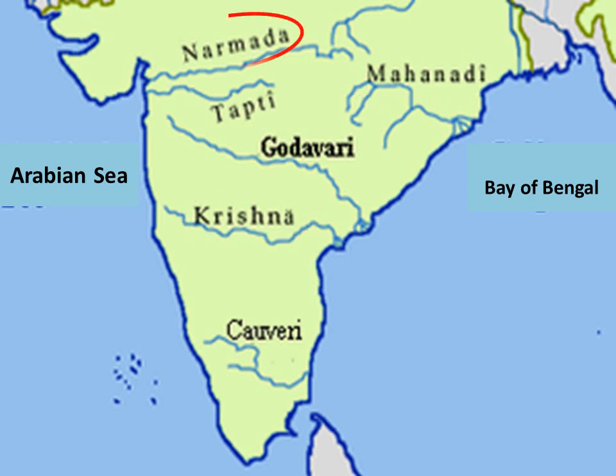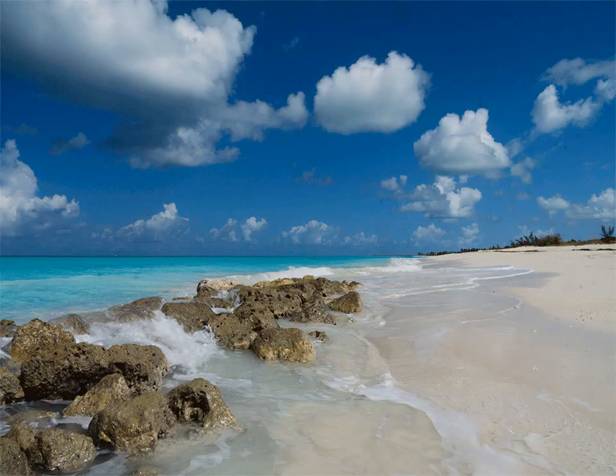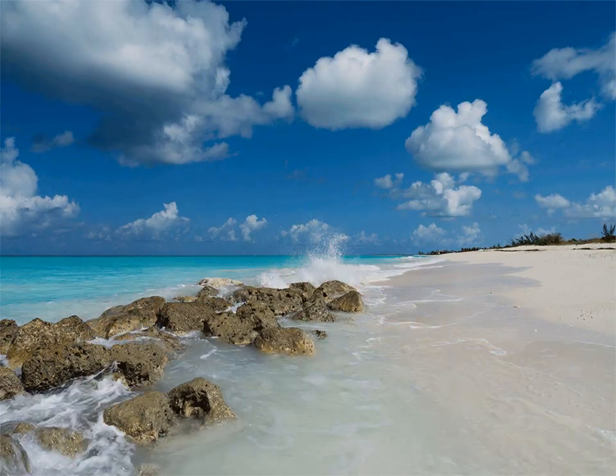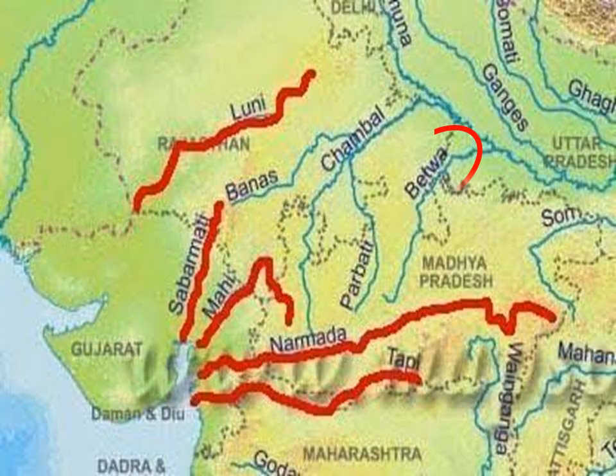The Narmada and Tapi start in the plateau region, flow west and empty into the Arabian Sea. Some rivers like the Betwa and Son start in the northern part of the plateau and flow towards the Great Northern Plains.